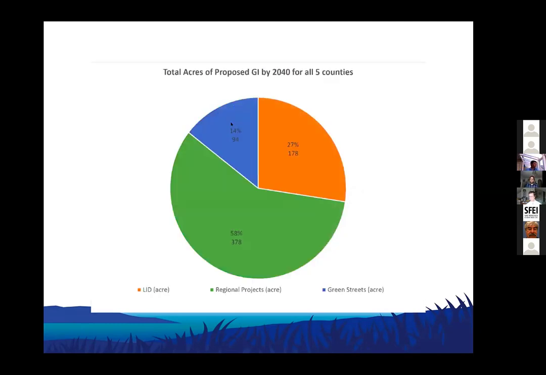And all this treatment would be done in an aggregated footprint across the bay of about 650 acres, with green streets taking up about 14% of that, low impact development 27%, and regional projects about 58%.